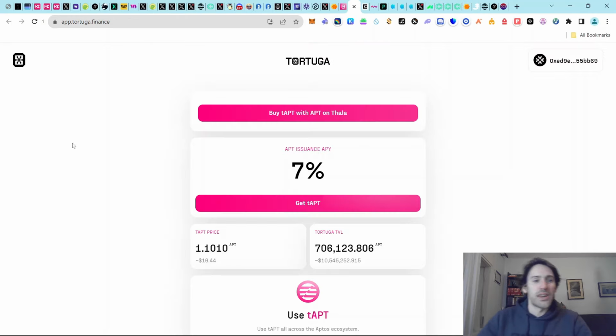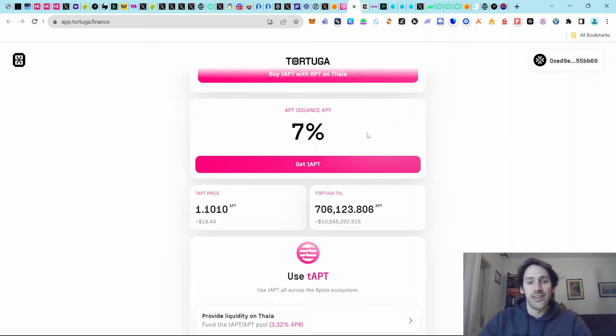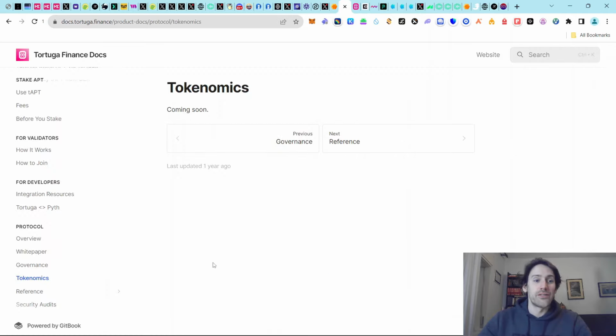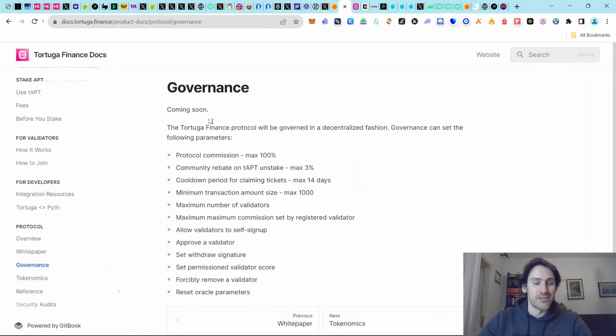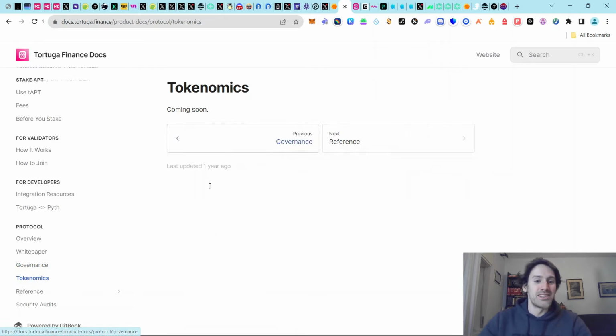All right, next we have Tortuga Finance. They're actually one of the OGs in the space, offering liquid staking, but with only 7% APR, they're not very competitive. However, what interests me the most is this governance tab in their documentation, where it says coming soon, and Tortuga Finance Protocol will be governed in a decentralized fashion. We all know what that means. There's literally a tokenomics tab just underneath.